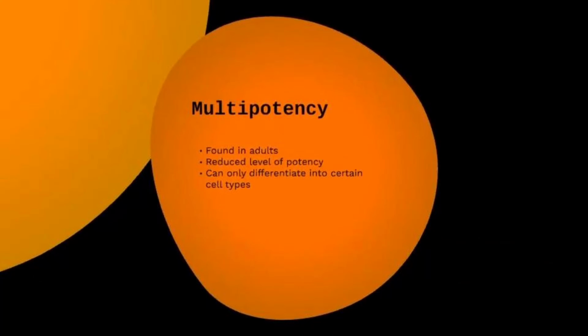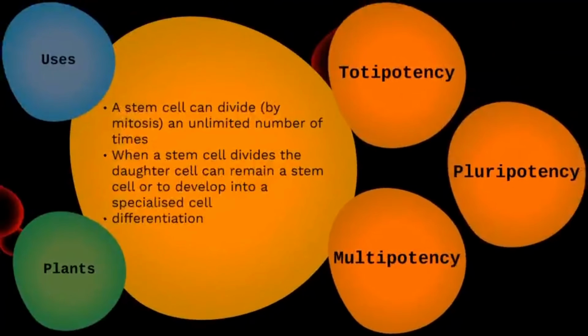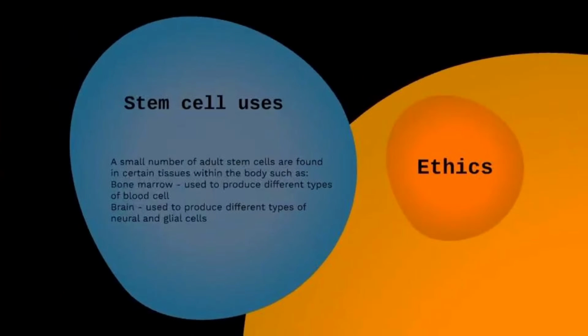So stem cells are really useful in humans, and you might have heard of them in the news because they have the potential to be really useful for treating disease. And so in an adult, like we said, there are a certain number of adult stem cells, and they're found within certain tissues in the body.